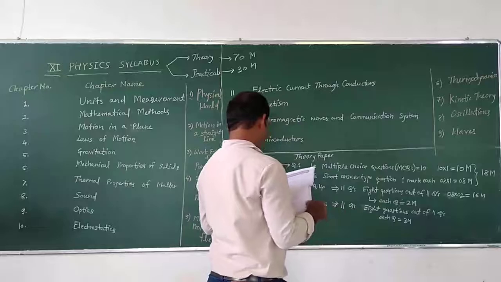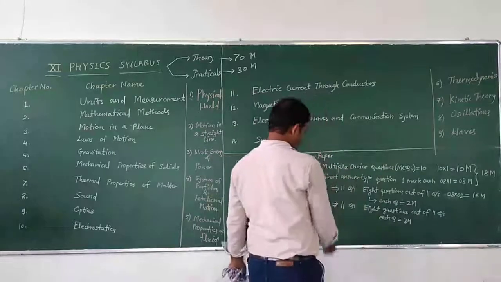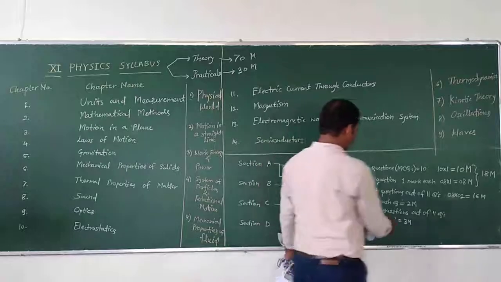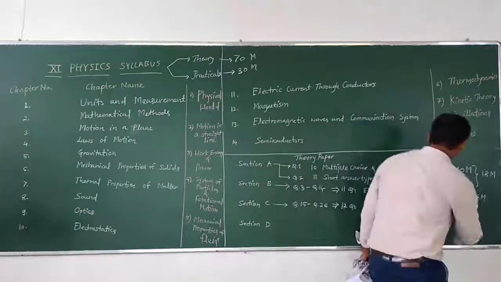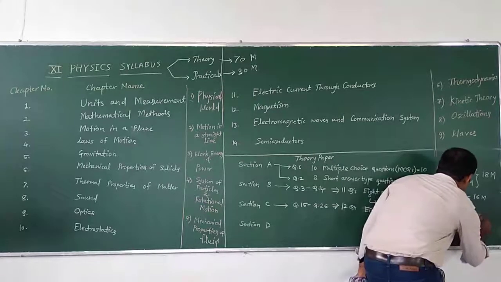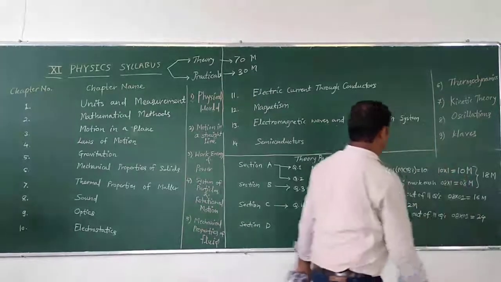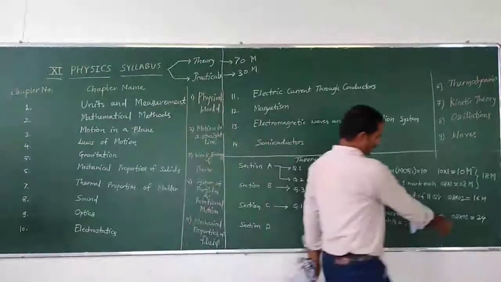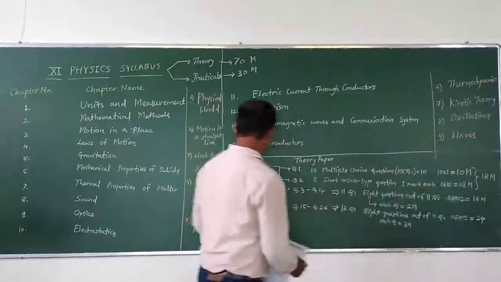So here, not 11, 12 questions. So you have to write 8 questions. So 8 multiplied by 3 is 24. So section C will carry 24 marks.